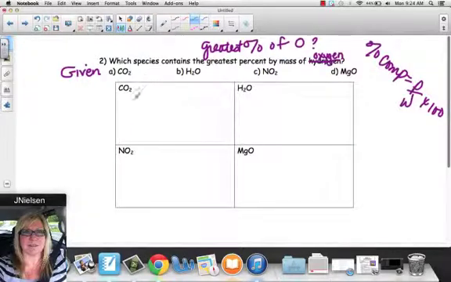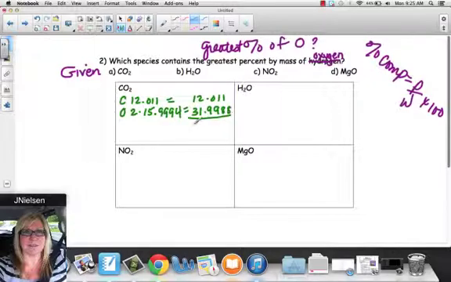So number 1, we've got C. We've got one of them, so that's 12.011, and we have oxygen 2 times 15.9994. So that's going to give me 31.9988. And this is just 1, so it's 12.011. When I add those up, I need the sum. I get 44.0098.